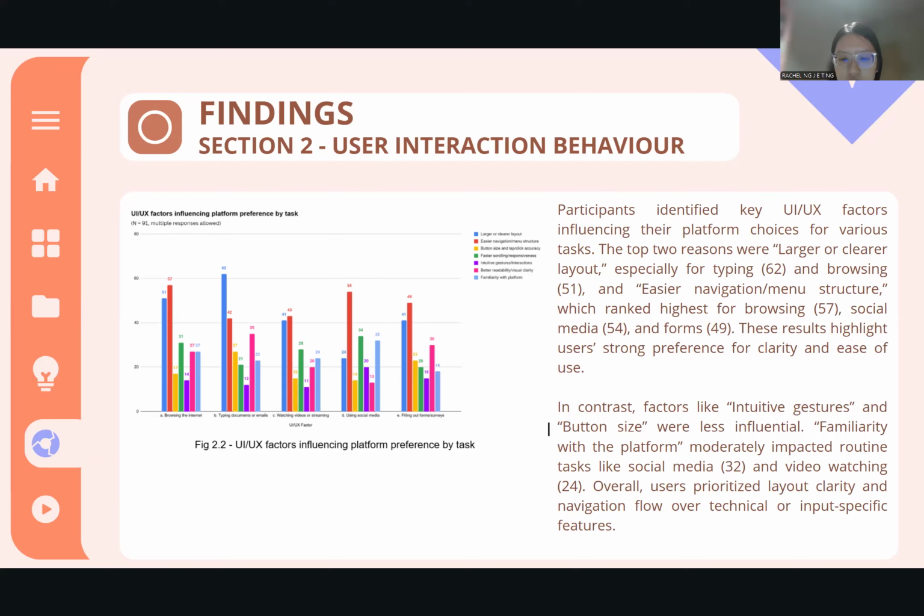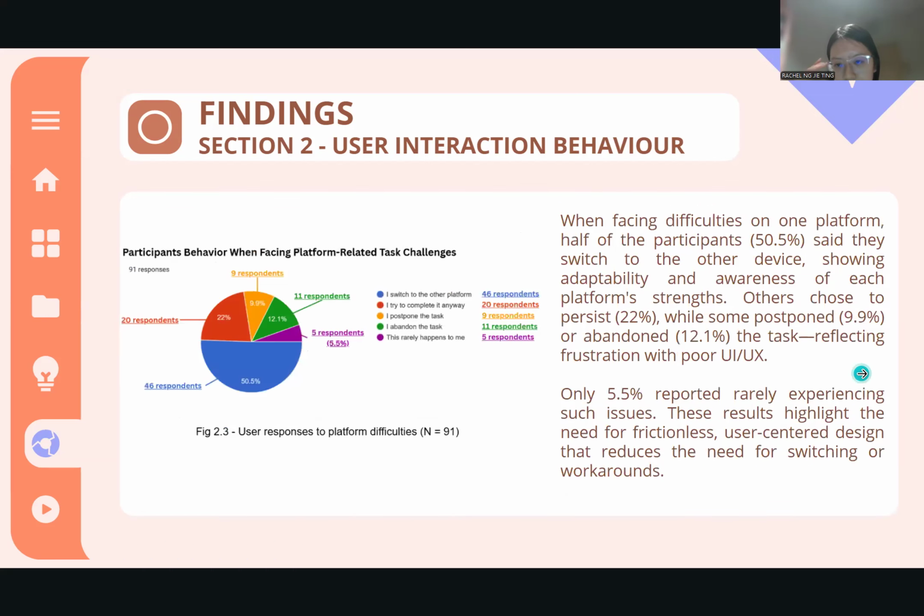These results highlight the user's strong preference for clarity and ease of use. In contrast, factors like intuitive gestures and button size were less influential. Familiarity with the platform moderately impacted routine tasks like social media and video watching. Overall, users prioritized layout clarity and navigation flow over technical or input-specific features.